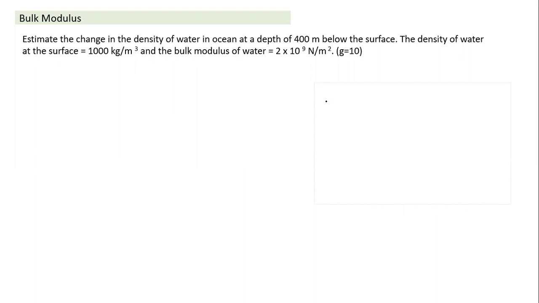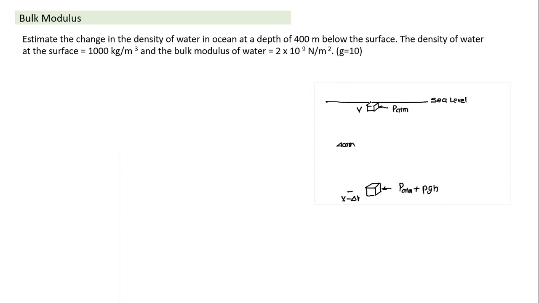So what we have to visualize here is something simple. Let's see what it means. This is my sea level, and I imagine some small volume of water. This volume of water will have a pressure equal to atmospheric pressure. But if this is at a depth of 400 meters, it will not have the same pressure. This pressure will be equal to atmospheric pressure plus rho gh. And this had volume V, but it will not have volume V, it will have a volume V minus delta V.